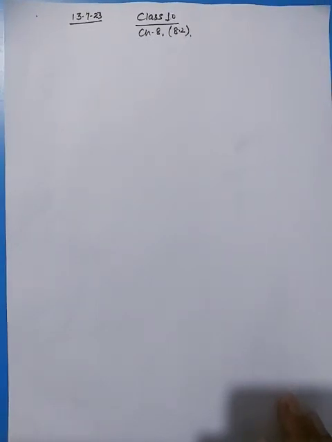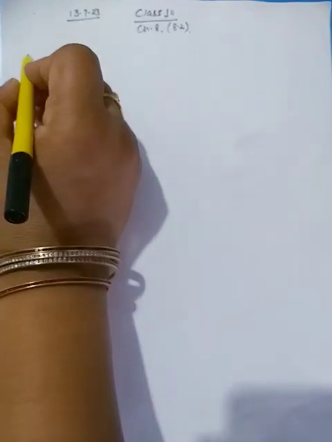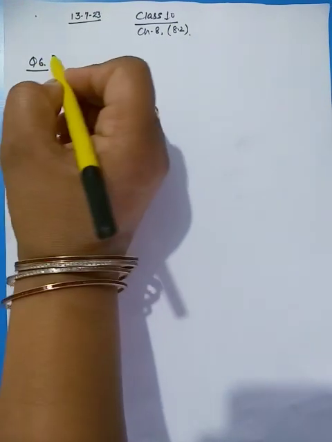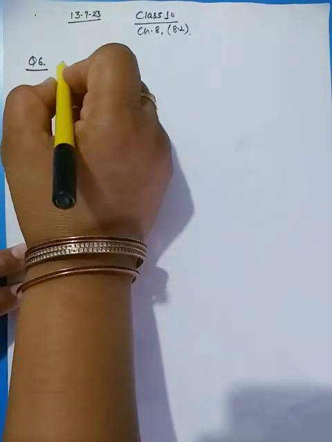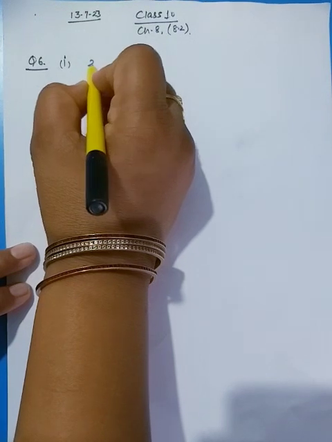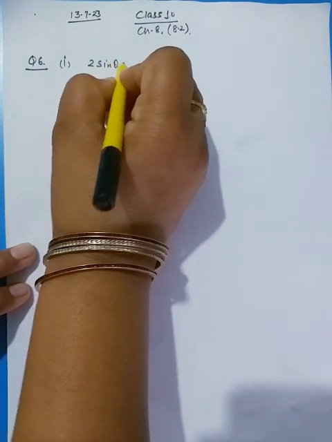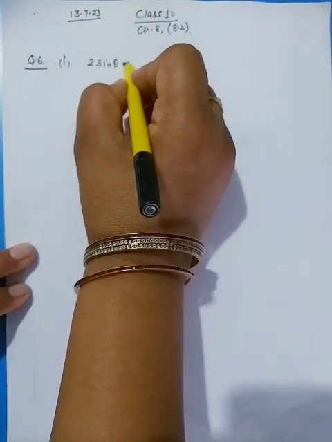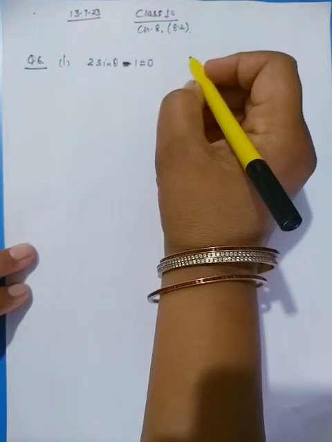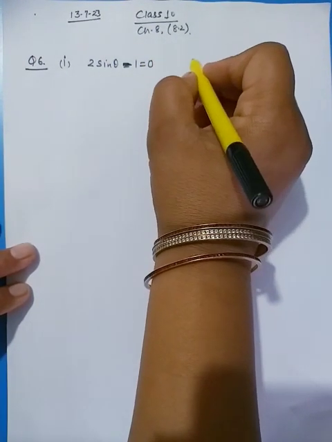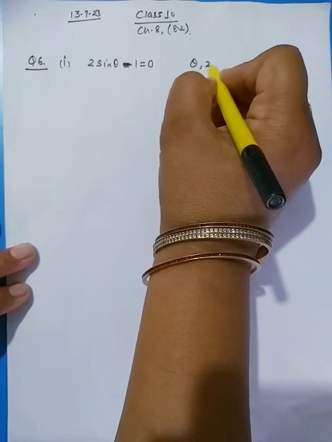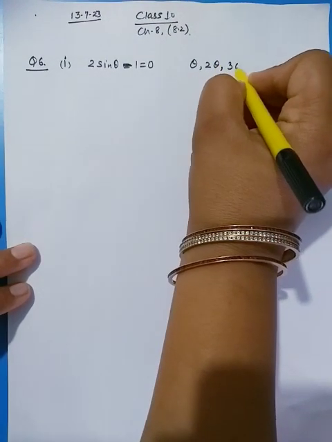Hello students, today we are going to do our next questions of exercise 8.2. Here I am taking question number 6. This is first part: 2 sin theta minus 1 is equal to 0, and in all these questions we have to find theta, 2 theta and 3 theta.